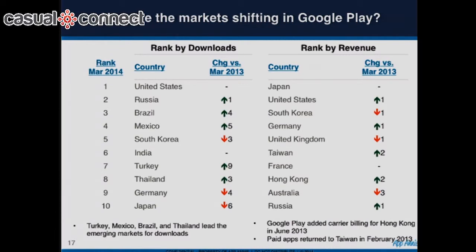And in terms of revenue, Japan, US, and Korea have always been in the top 3. Recently, US took back the number 2 spot. I think it's a lot of revenue from Supercell now on Google Play as well as Candy Crush.